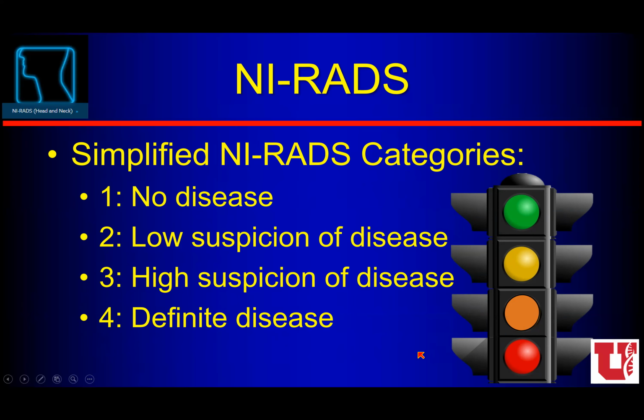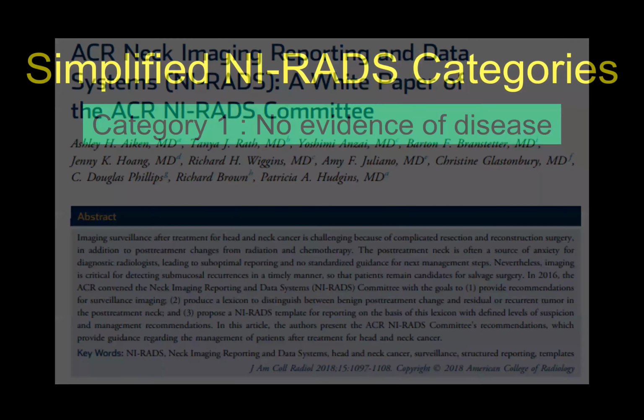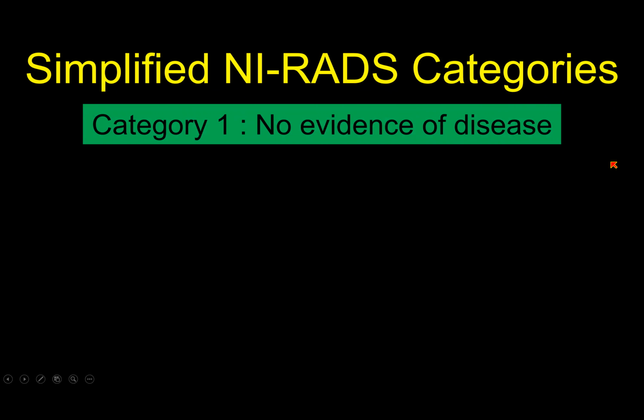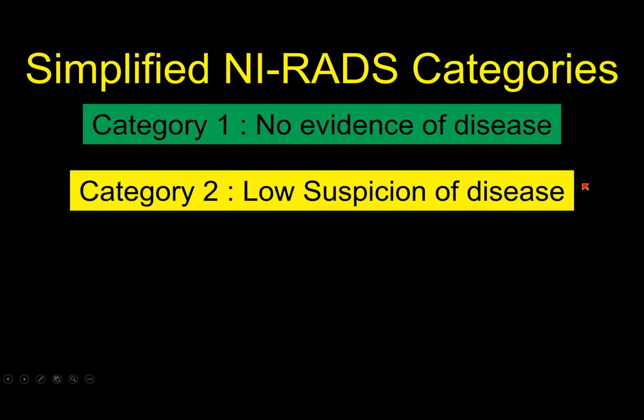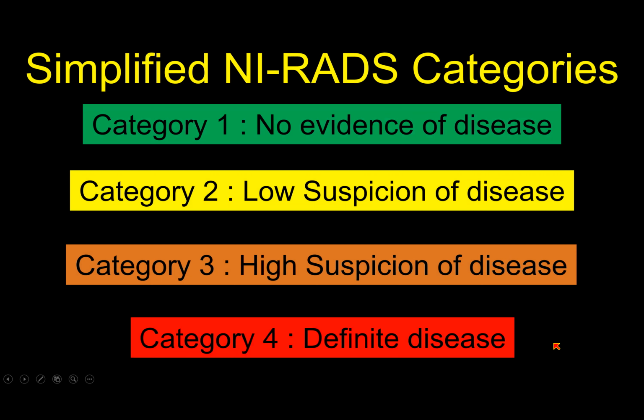And the NI-RADS system is kind of set up like this. We published a white paper on this in 2018 discussing the ACR committee and the imaging reporting and data systems that was conceived with the NI-RADS system that we had initially started meeting and discussing in 2015 and 2016. So in 2016 was when the ACR formally convened the neck imaging reporting and data systems, the NI-RADS committee, with those goals. Now, if we think about this simplistically, we could think about green, no evidence of disease, yellow, low suspicion, orange is kind of high suspicion, and red is there's definitely disease in this case.